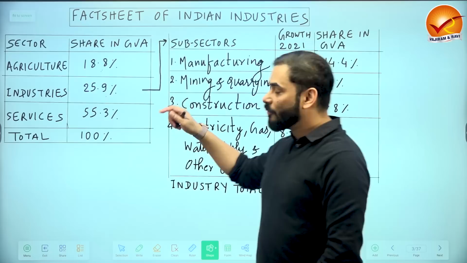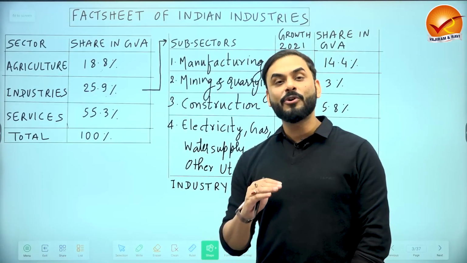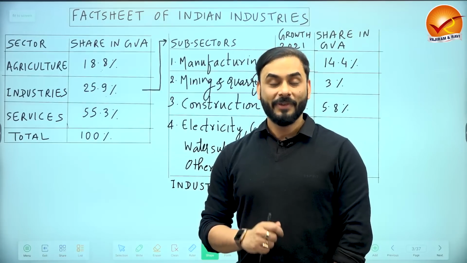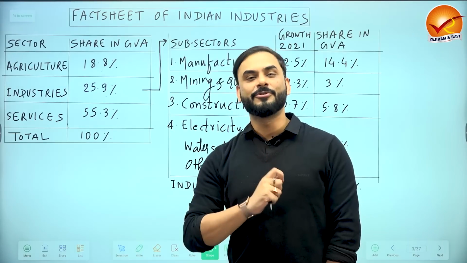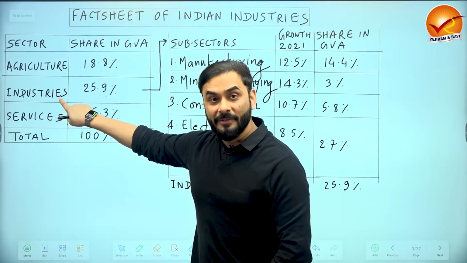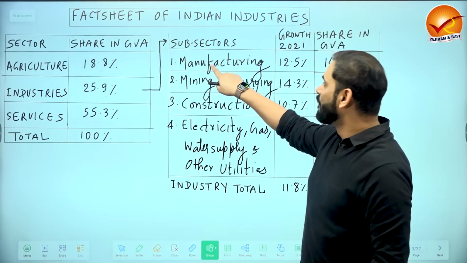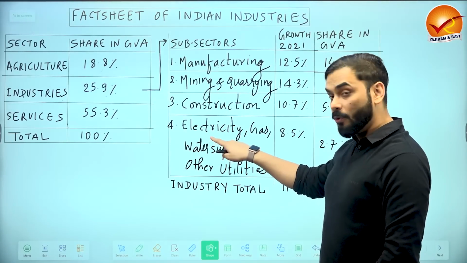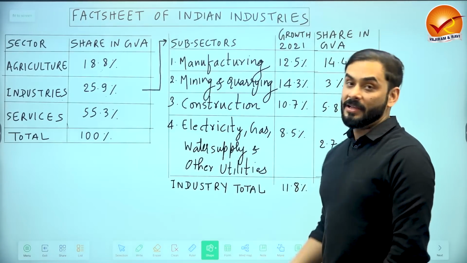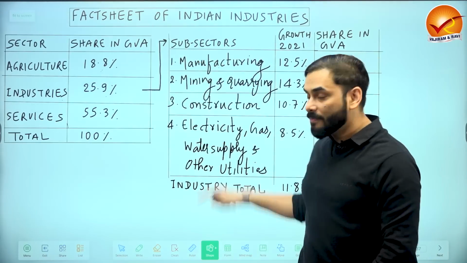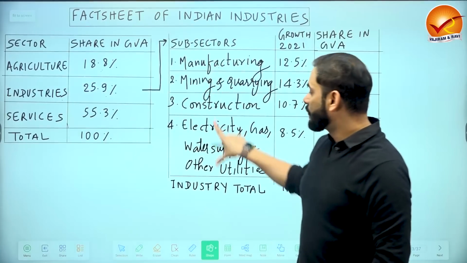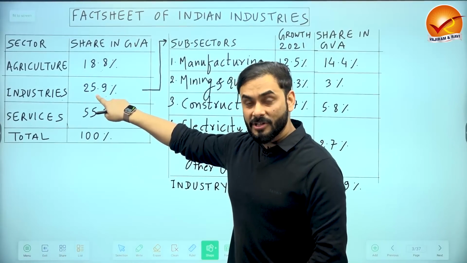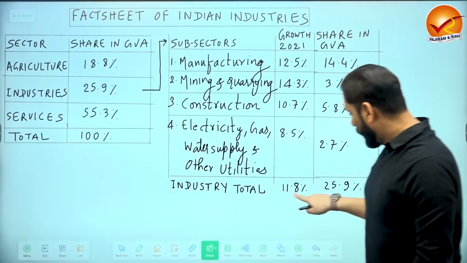Now, whenever we talk about Indian industries, what are the components of Indian industries actually? Whenever you say industry, what are the components that you are referring to? Indian industries can be divided into the following components. Number 1, manufacturing. Number 2, mining and quarrying. Number 3, construction. Number 4, electricity, gas, water supply and other utilities. These are the 4 important components of Indian industries. We just discussed that the contribution of industries in our national income is 25.9%.